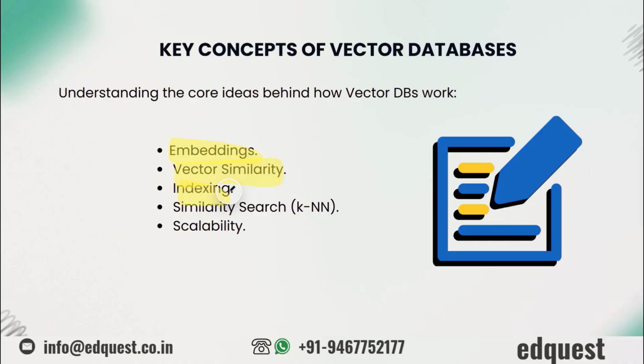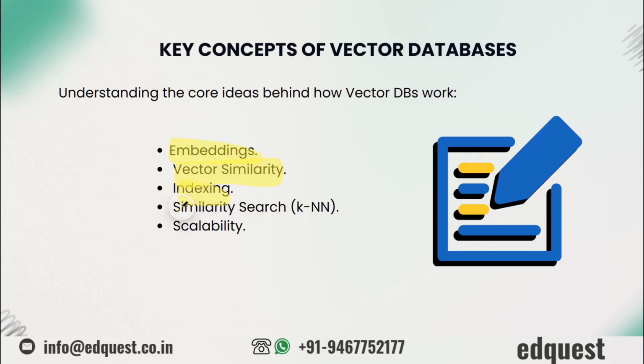The next one is indexing. Imagine you have to search through a billion vectors. That would be painful. So that's why vector DBs use indexing techniques like IVF, HNSW, or FAISS to organize vectors efficiently so they can be searched super fast.